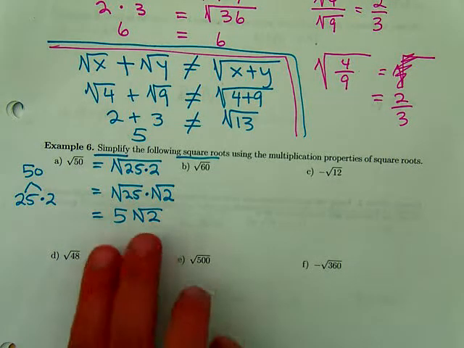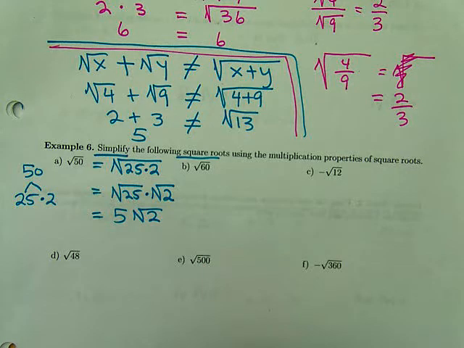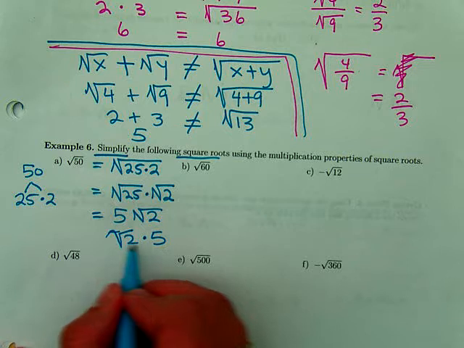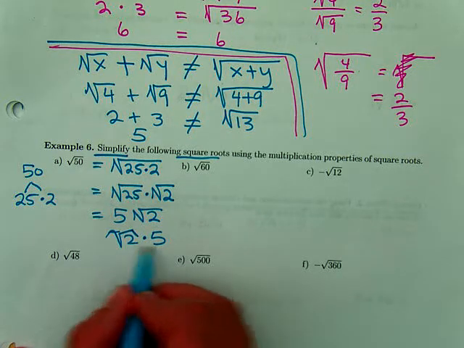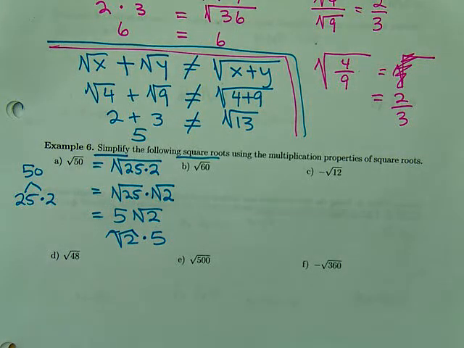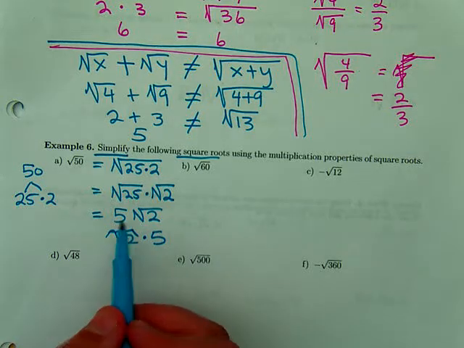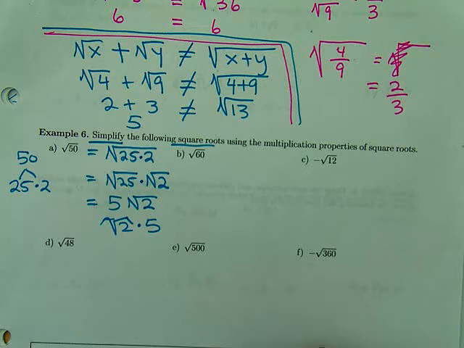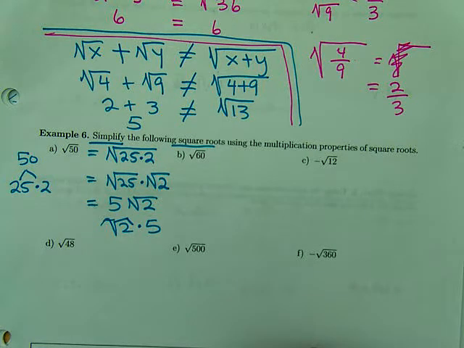Now, this is the same thing as the square root of 2 times 5. But do you see how it's harder to tell if the 5 is underneath the radical or not? So that's why we put the number in front, just like we do with variables. Okay, do you want to see one more before you try it?